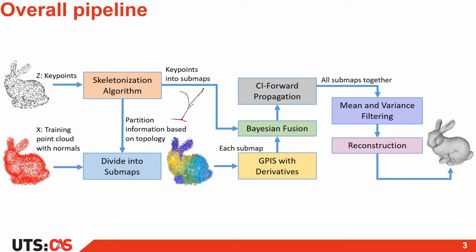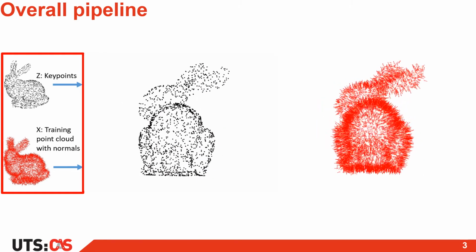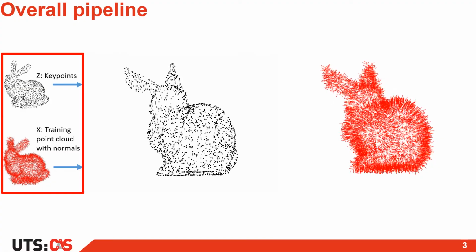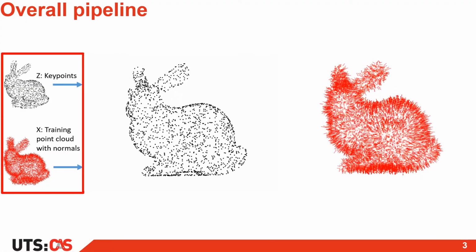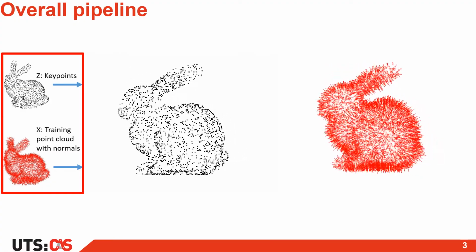I will use Stanford Bunny to show the pipeline step by step. Our approach takes as input sparse key points reconstructed from visual SLAM methods and fuses them with a noisy dense point cloud, including normals, obtained from depth images.